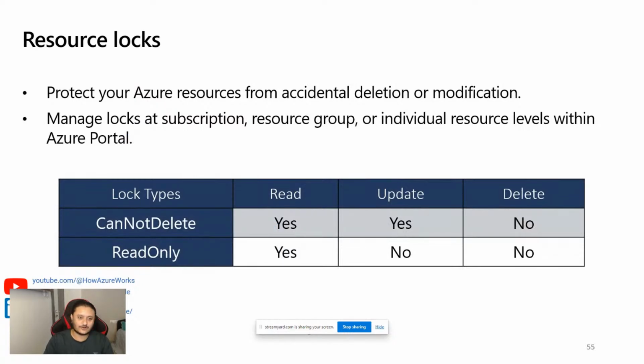In the resource lock, I just want to add here that we can define three kinds of permission. What kind of resource lock can we define? Read only, update, or delete. If you define the lock as do not delete, then you will not be able to delete, but we can update the resources within that particular resource group. Maybe you can define this on the subscription level also.